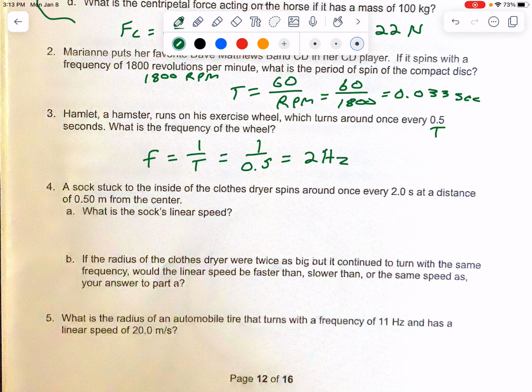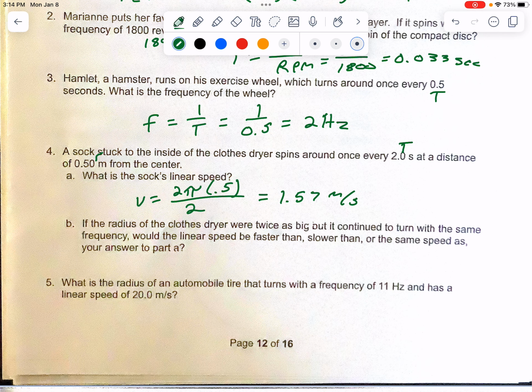Number 4, a sock stuck on the inside of a clothes dryer spins around once every 2 seconds. So there's your T. At a distance of 0.5 meters from the center, there's your R. What is the sock's linear speed? So V equals 2 pi R, which is 0.5, over your T, which is 2. You should get a velocity of 1.57 meters per second.